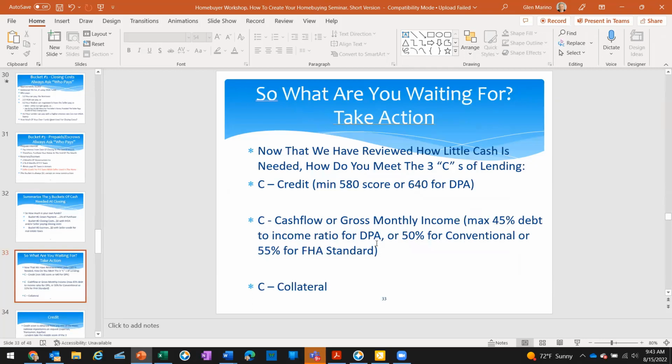So what are you waiting for? Why aren't you taking action? Now that you've reviewed and you know how little cash is needed, how do you meet the 3 C's of lending? Well, the first C is credit.